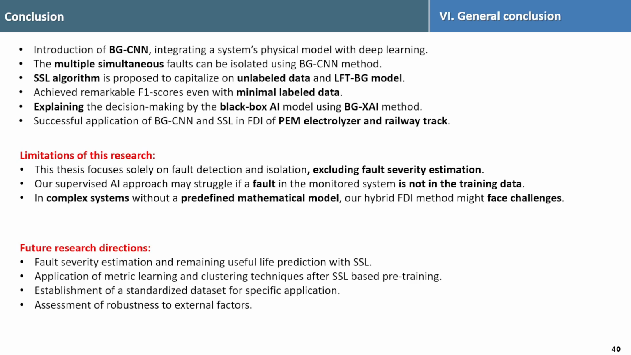So what could be the future research direction? Fault severity estimation and remaining useful life estimation can be one. Application of metric learning can be another avenue for research. Assessment of the robustness of this particular method against multiple external factors can be another future research direction.